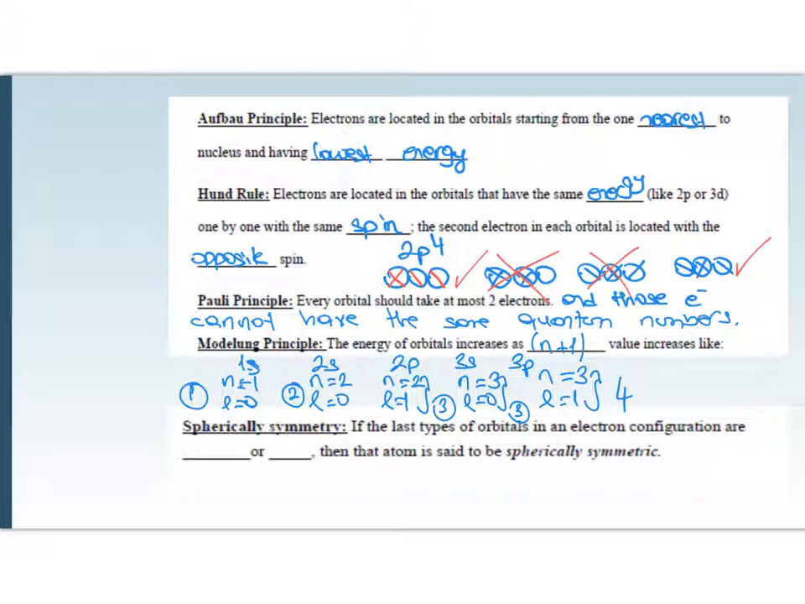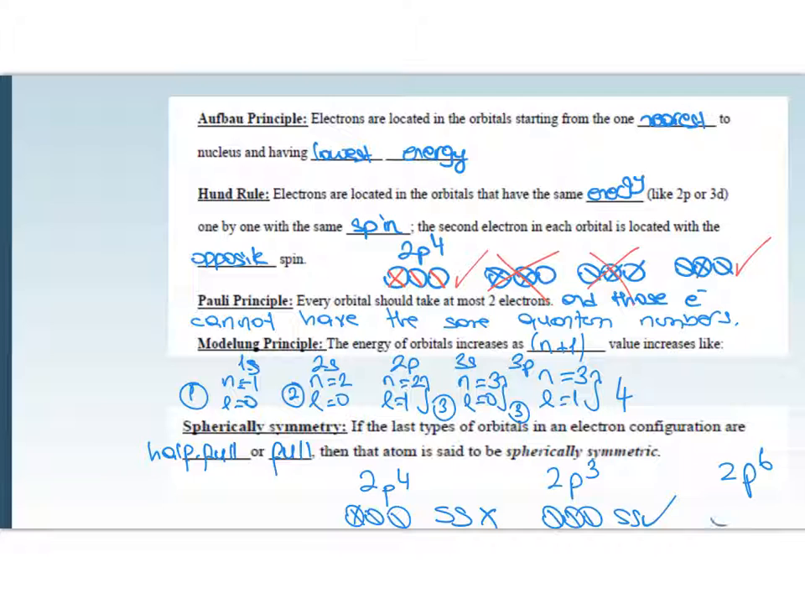And the last one, this is not a principle, but some kind of term, spherical symmetry. If the last type of the orbitals in an electron configuration are half full or full, then the atom is said to have spherical symmetry. For example, if I write 2p4, the electron configuration is going to be like this. So this is not a spherical symmetry. But if this is 2p3, all the orbitals are half full, yes, this is a spherical symmetry. Or if you have 2p6, it is all filled up, so yes, again, this is a spherical symmetry.